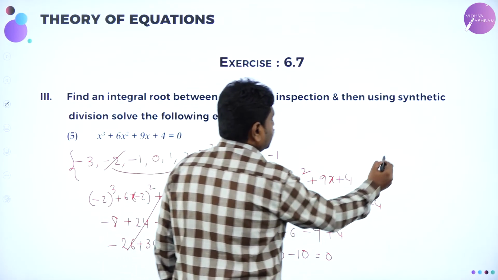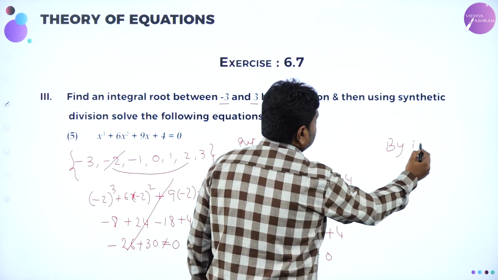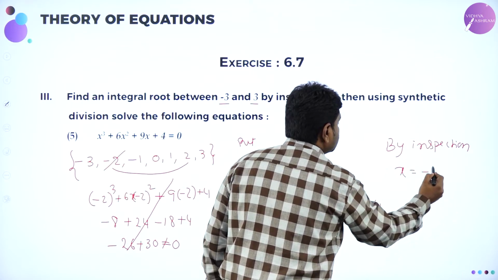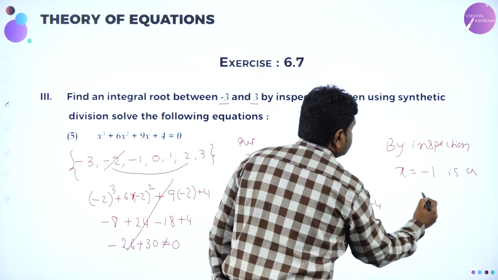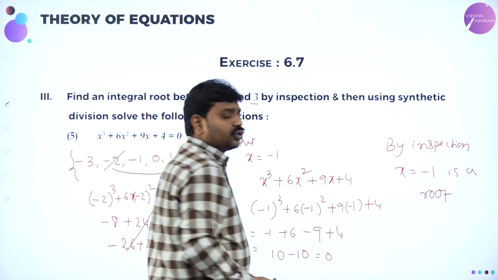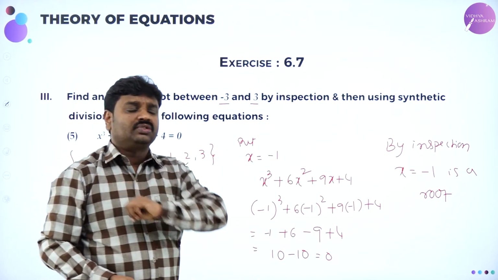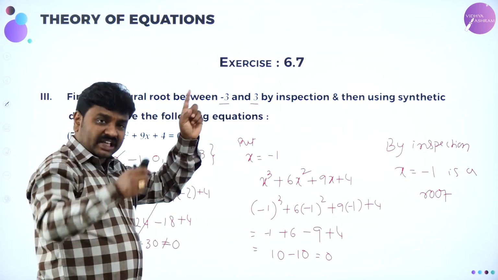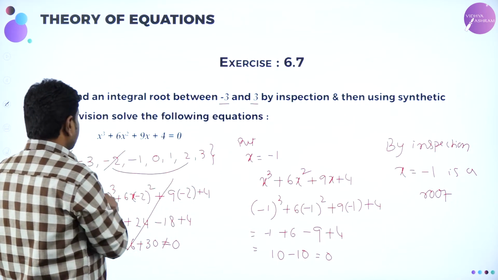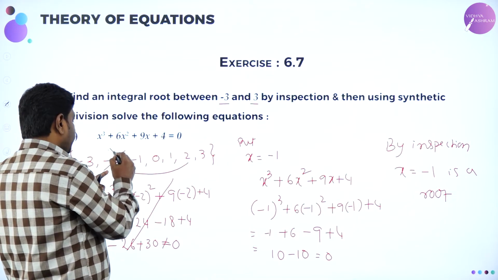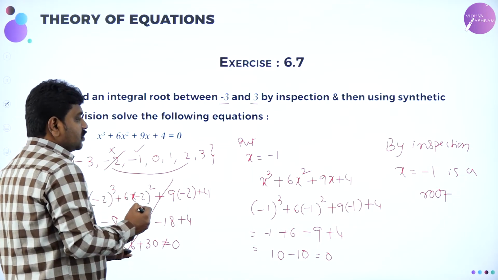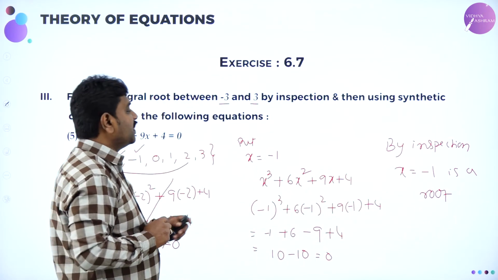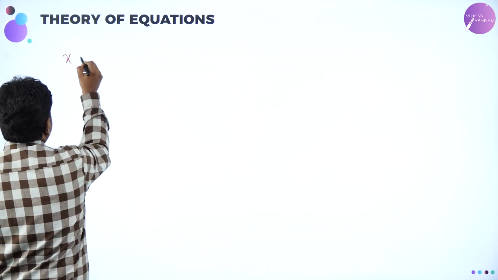So by inspection we got one root. By inspection x is equal to -1 is a root. Solve means what? You should find the roots. A cubic equation, degree 3, will have 3 roots. I got one root by inspection. And they also gave a hint, it lies between -3 and 3. Between -3 and 3, I tried -2, it failed, but -1 satisfies. So therefore by inspection you got one root, x is equal to -1. So that is a multiplier. So now x is equal to -1 we got.